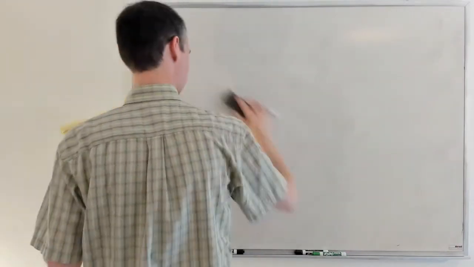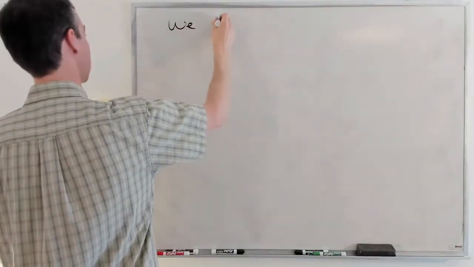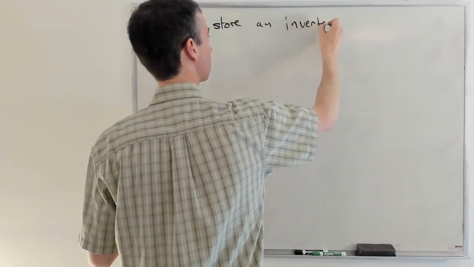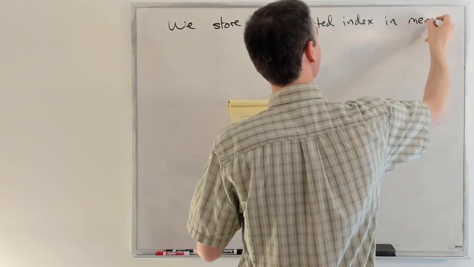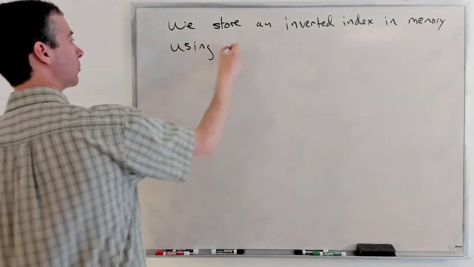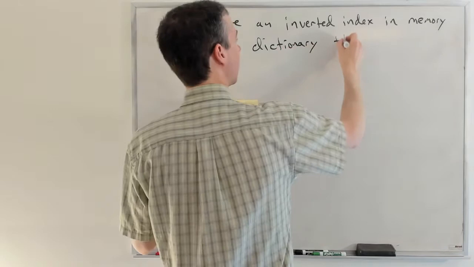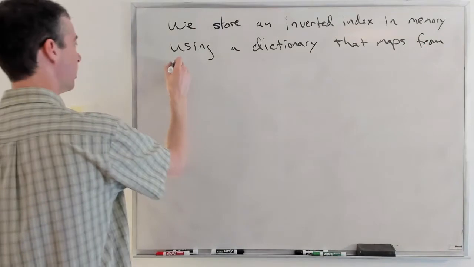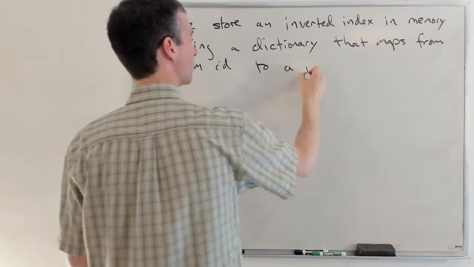It's not that hard. We store an inverted index in memory using a dictionary that maps from term ID to its posting list.